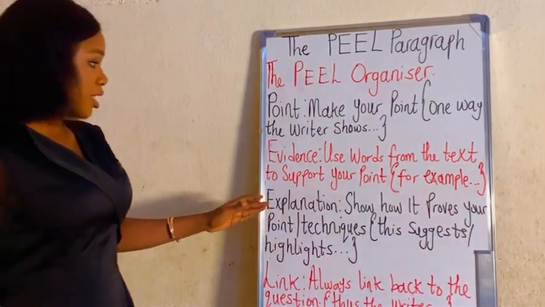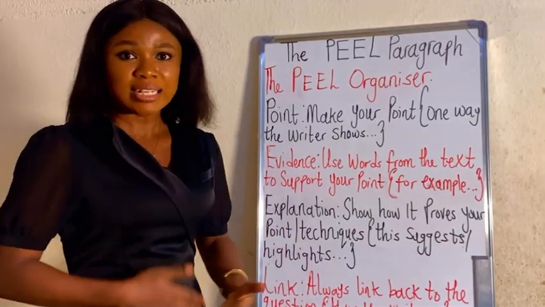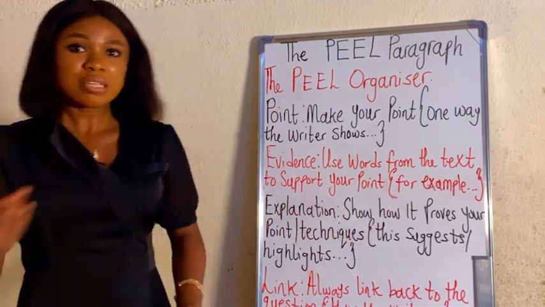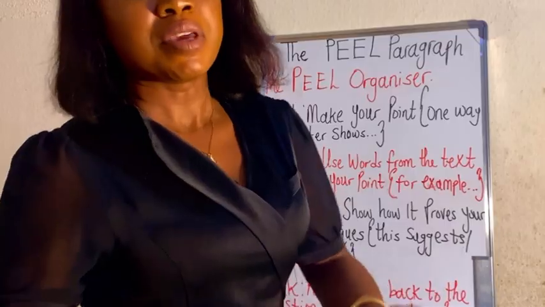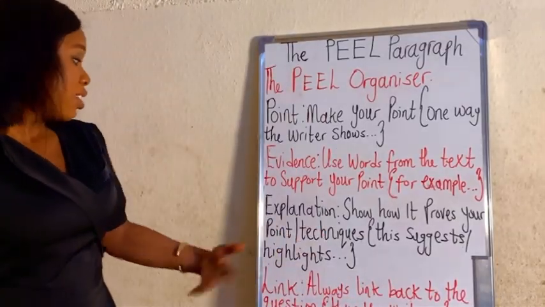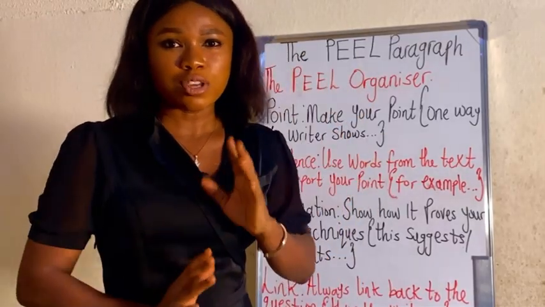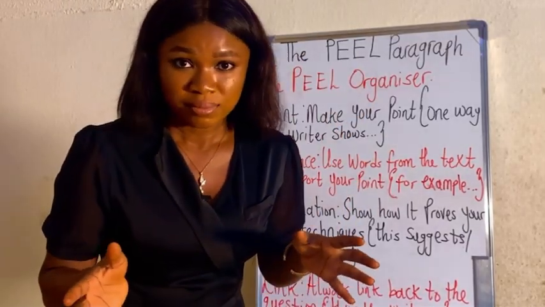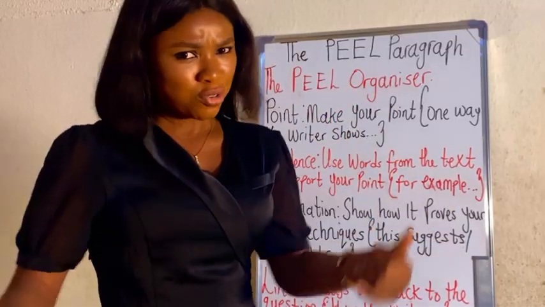After evidence, we have the explanation. Just explain what you have just said. You can add techniques like this metaphor says. Probably your evidence was a simile or a metaphor or something. Then you can start, this metaphor means, this simile is trying to say, or you can use starters like this suggests, this highlights. Starters like that will give your work a more straightforward and organized pattern. When you get your content right, you get your organization right in your writing, then you are good to go.